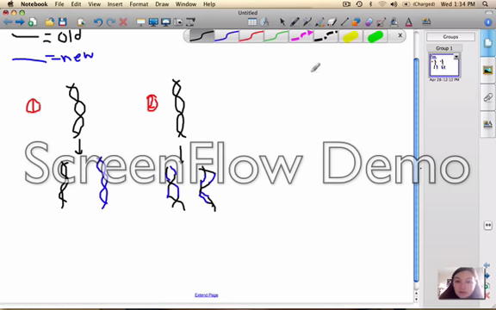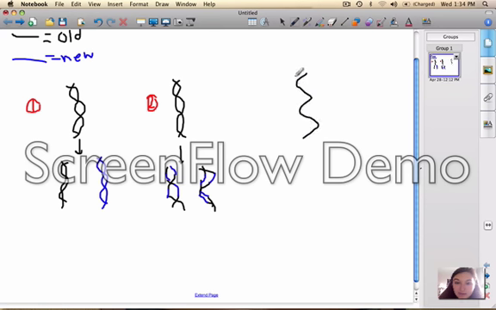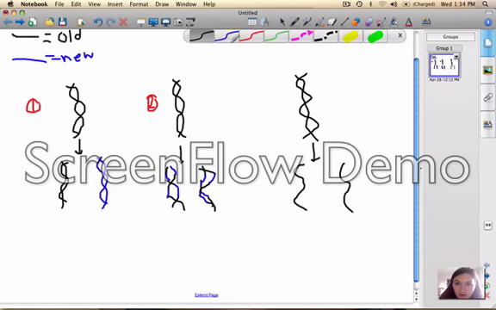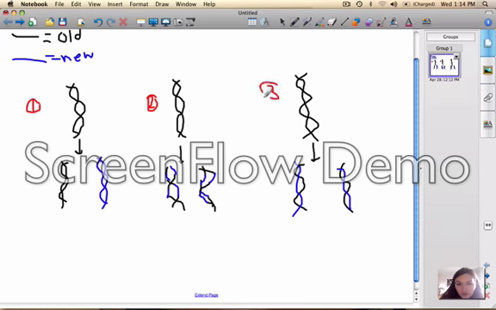Now the last possible model for DNA replication is semi-conservative. And in this instance, each daughter strand has one template strand of DNA and one newly replicated DNA, like so. And this is the third model of DNA replication, number three.